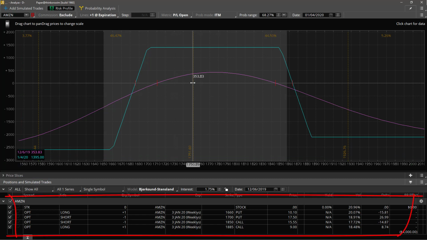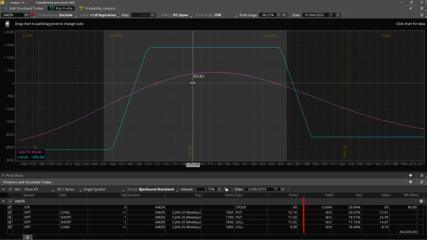Down here we have your position, which we currently have. These are the prices at which these options were bought or sold. Here's the quantity and the side that you're on, long or short the position. If it's long, this will be a positive number. If it's short, this will be a negative number. This lets you know what type of thing you're looking at. There's no stock in this position, but there are 4 different types of options.